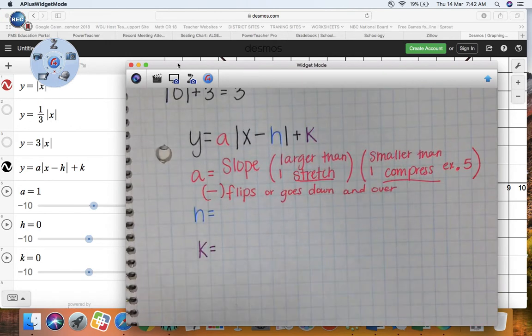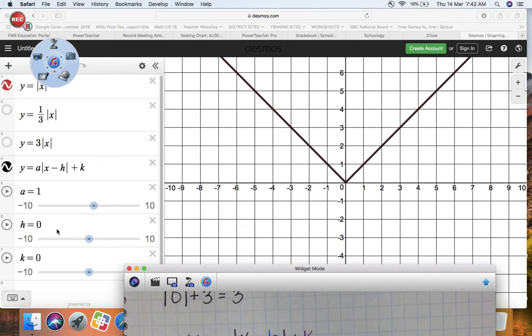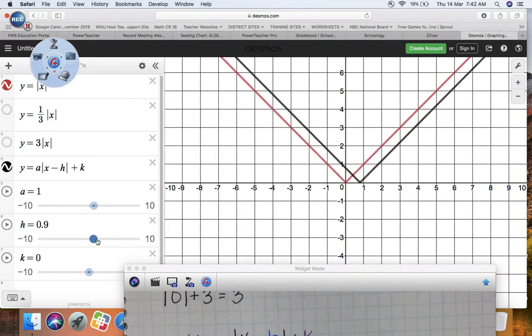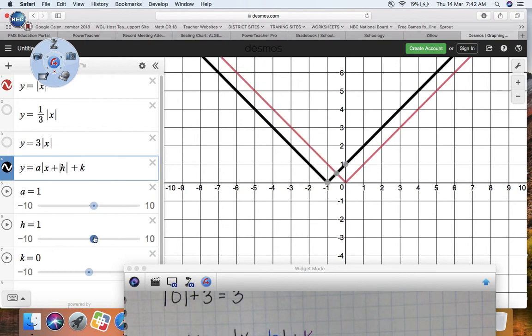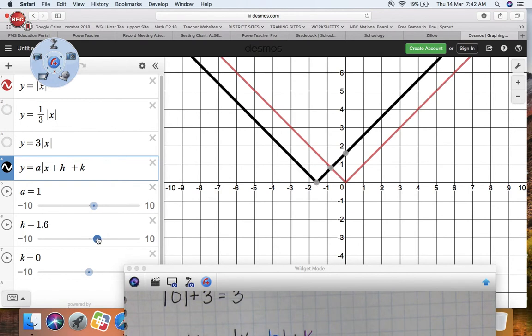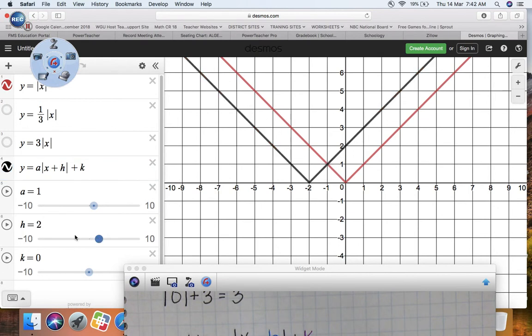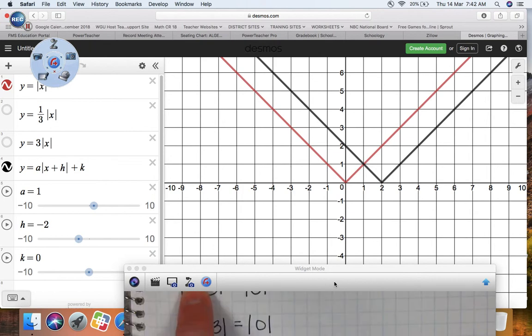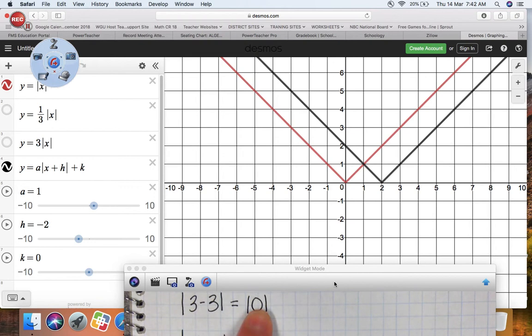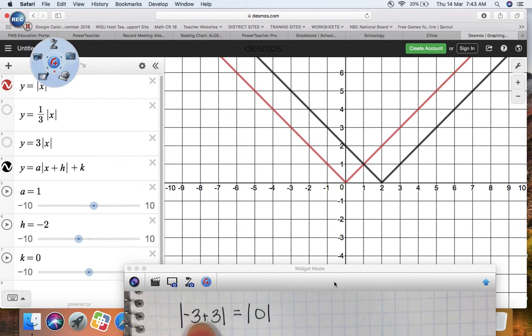Okay, now let's look at the h. So now if I move the h, and actually I'm going to put this as a positive just for now. In our equation on your paper I want it to be negative, but notice if I move it to a positive 2, it moved the opposite direction of what you think. If I move it to a negative 2, it moved it to a positive 2. That's just like we were doing right here. 3 minus 3 makes it 0. Negative 3 plus 3 makes it 0. So when you go to negative 3, it's actually backwards.